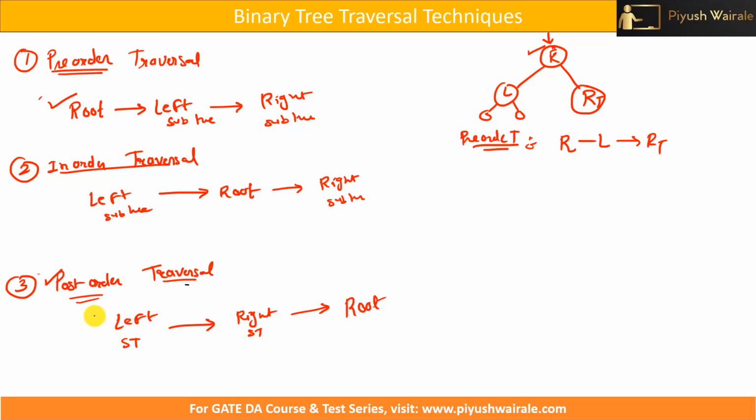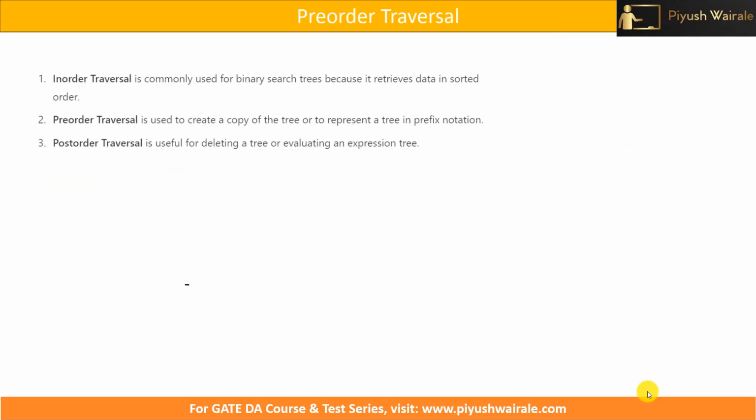We are going to discuss all three traversal techniques one by one in different videos. But why are we following these three techniques? What is the purpose of these things? In the case of in-order traversal, this technique is used for a binary search tree because it retrieves the data in sorted order. For this purpose, we use in-order traversal.